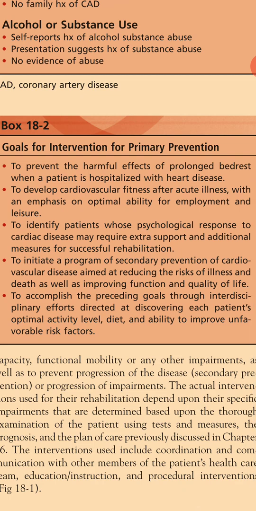Goals for prevention: interventions to prevent the harmful effects of prolonged bed rest when a patient is hospitalized with heart disease, to develop cardiovascular fitness with acute illness with emphasis on optimal ability for employment and leisure, to identify patients whose psychological response to cardiac disease may require extra support and additional measures for successful rehabilitation, to initiate a program of secondary prevention of cardiovascular disease aimed at reducing the risks of illness and death, as well as improving function and quality of life. To accomplish the preceding goals through interdisciplinary efforts directed at discovering each patient's optimal activity level, diet, and ability to improve unfavorable risk factors.